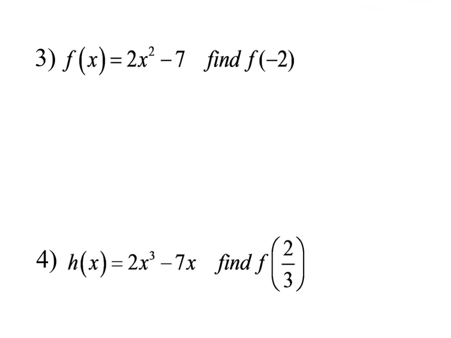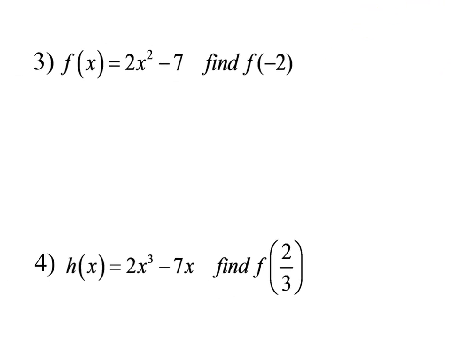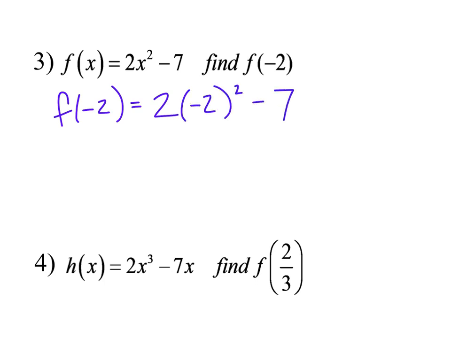Just a couple more. Why don't you give this a try? And let's go through it. So f of negative 2. We're simply plugging negative 2 in everywhere there's an x, and then we do the math. So you always do the exponents first. So it's 2 times 4.